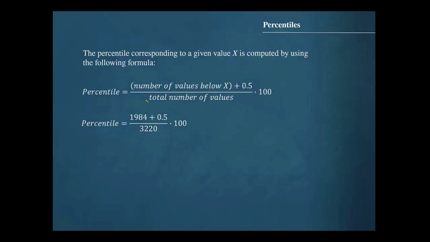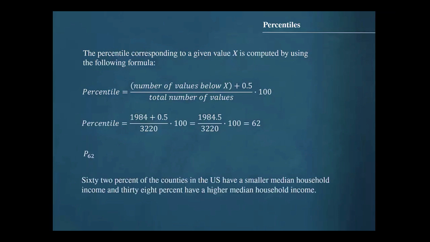Carrying out this calculation, we would find a value of 62 when we round it to the nearest whole number. Percentiles should be reported as whole numbers, because if we were to include decimal places, it would imply more than 100 positions in the dataset. Here, we would use the notation P sub 62, which would be interpreted by saying 62% of the counties in the United States have a smaller household income and 38% have a higher household income.